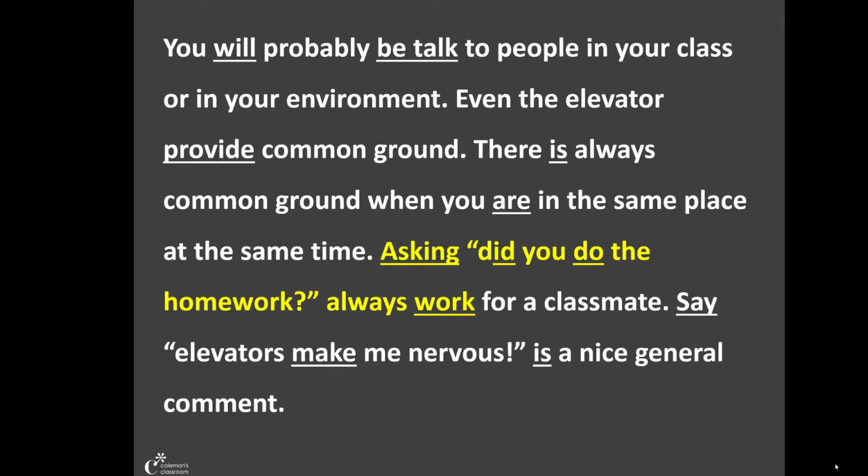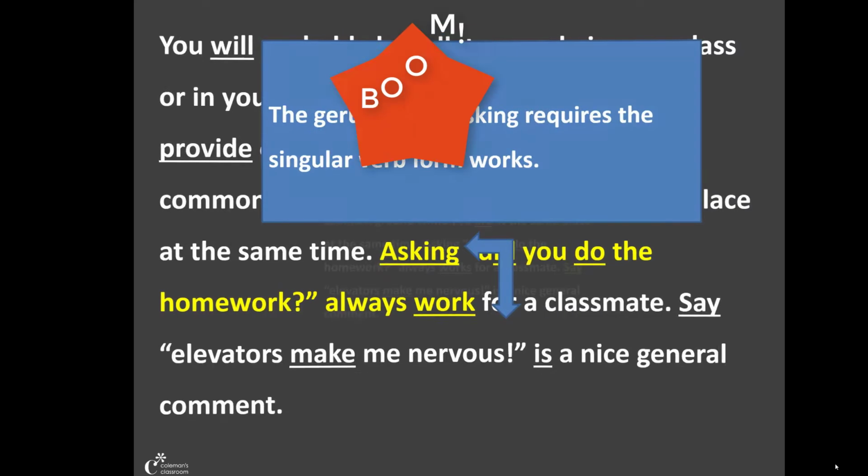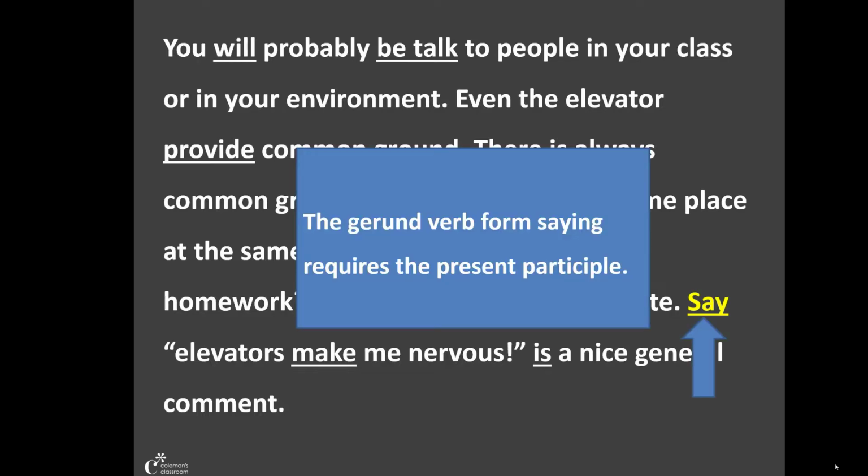Now I have the noun subject for this verb work, and that is the gerund. So I know that the gerund form asking requires the singular verb form works, and I made a mistake here. So I just need to add the S and boom, fix that one. Moving on, we have say. Now this has to be wrong because it's supposed to be a noun, and I know that a noun gerund requires the present participle, so I need to add an ing here to make that correct.